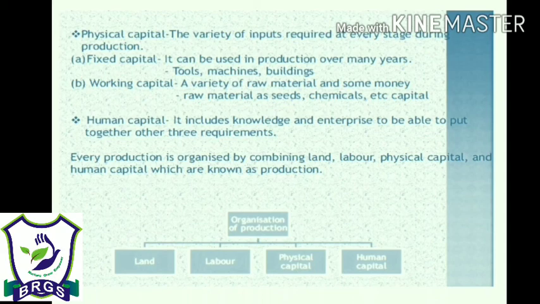And how many factors of production do we have? Land, labor, physical capital, and human capital. So there are 4 factors of production. So in this lecture, we will study till factors of production. The remaining chapter you can have in the second part of this tutorial.